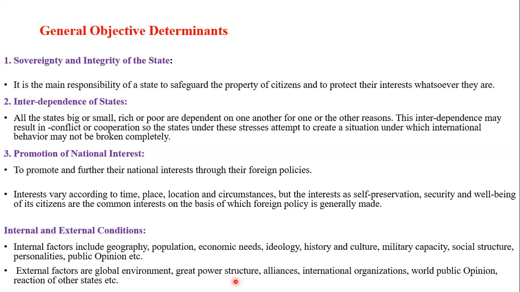In great power structures, half of the countries are under the control of America. A large portion of the world was under the control of Russia, and now another influence is rising, and that is China. Clear? So they are the great power structures.